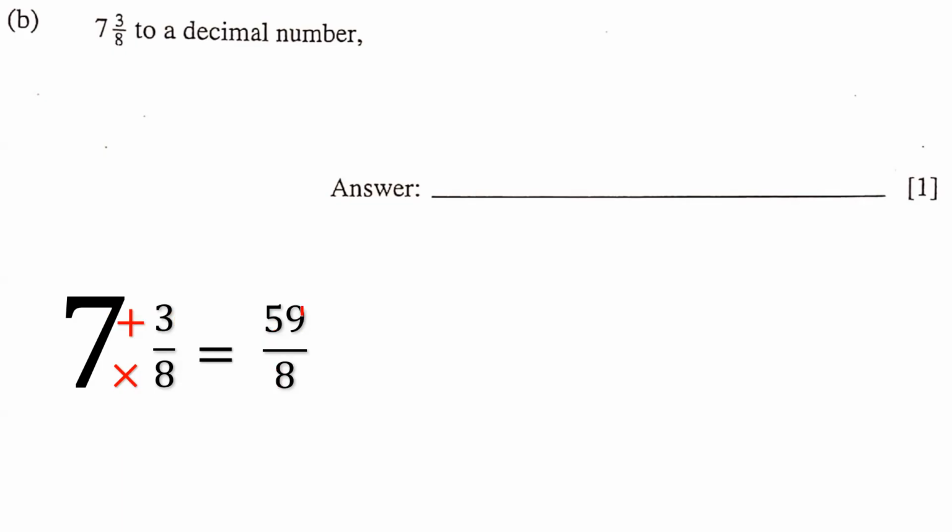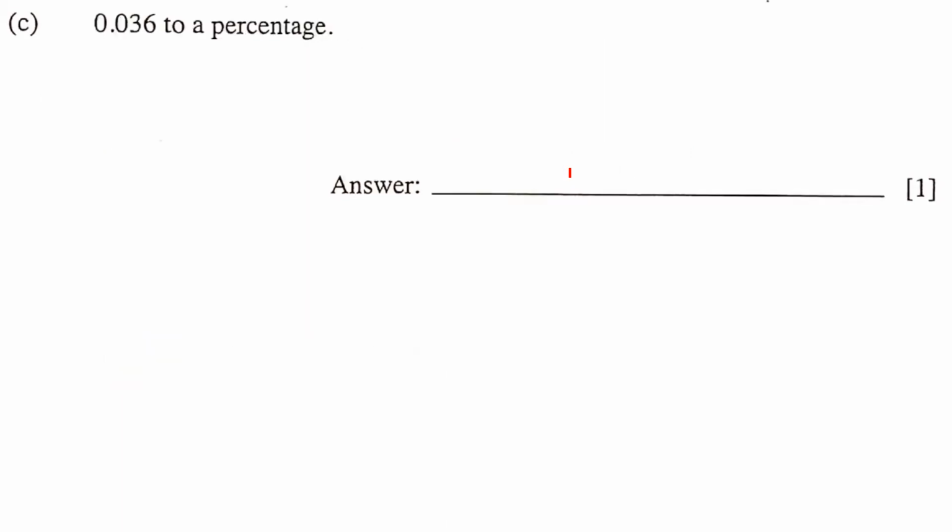Now, what we're going to do here is take 59 and divide it by 8, because the fraction bar means division. When we divide 59 by 8, we get 7.375. And so the answer to this question is 7.375. So 7 and 3 over 8 written as a decimal number is 7.375. Okay, let's move on to question number 1c.